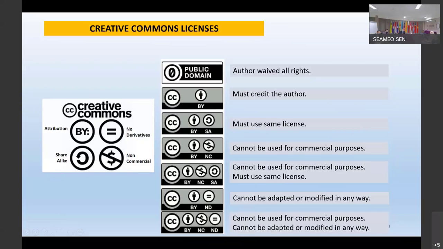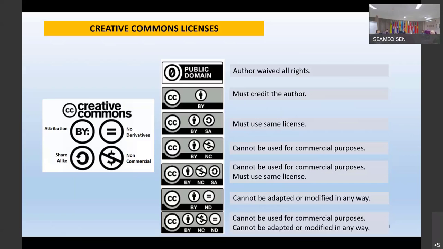What does it mean by same license? We follow the license. So, any example of that? I mean, if the author used CC BY, the one who uses it must also use CC BY, is it? The share alike, yes.